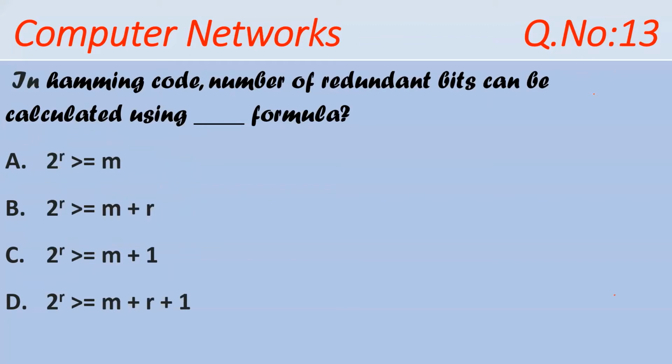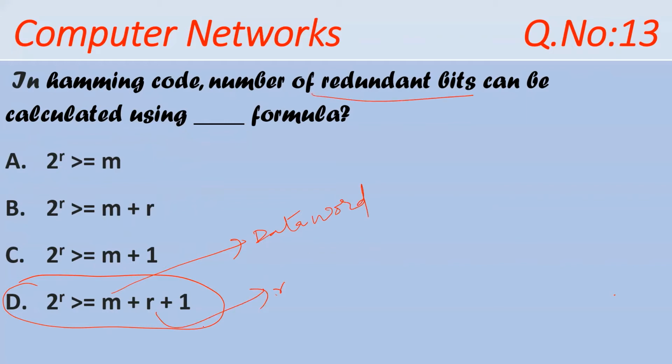In Hamming code, the number of redundant bits can be calculated using which formula? The formula is 2 power r is greater than or equal to m plus r plus 1. What is m over here? m is the number of bits in the data word. And what is r? r is the number of redundant bits. So how many bits do you need to add? Here we'll be calculating the number of redundant bits to be added by using this particular formula. So the formula is 2 power r should be greater than or equal to m plus r plus 1.